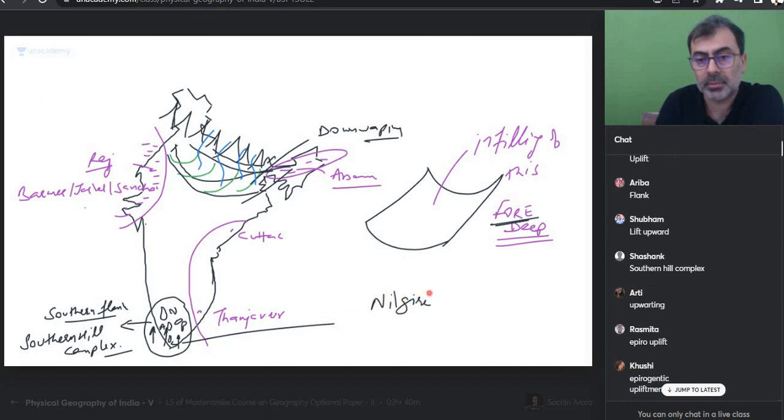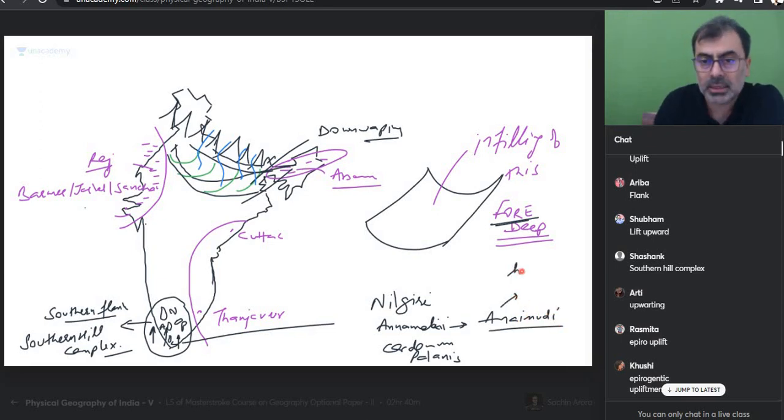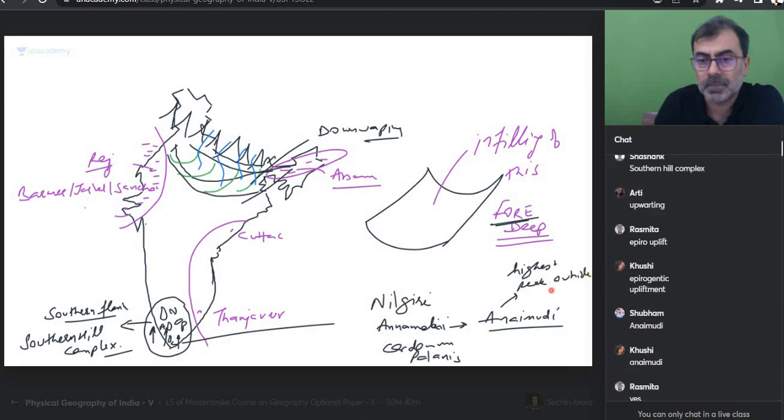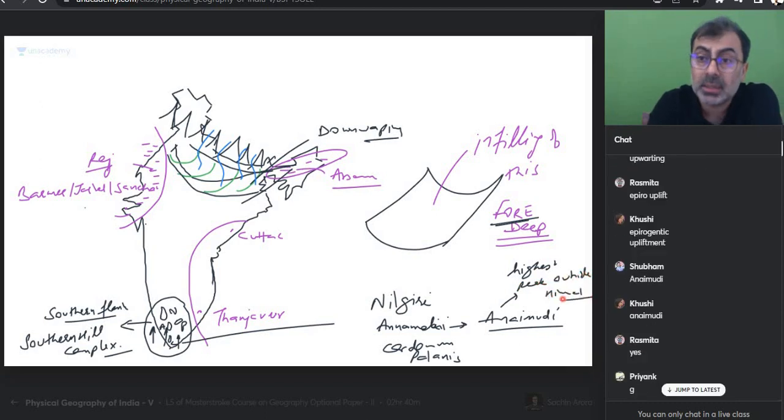Nilgiri, Annamalai, Cardamom, and Palani hills. Annamalai has the highest peak, Anai Mudi. This is the highest peak outside the Himalayas. So do you understand why southern India is so high? You also came to know how this was formed.